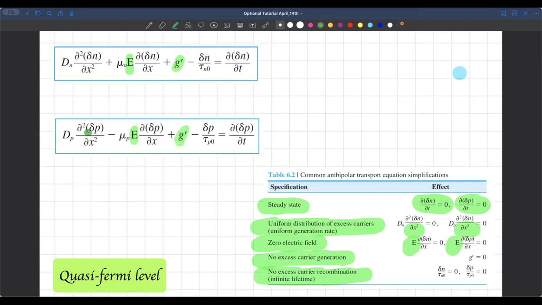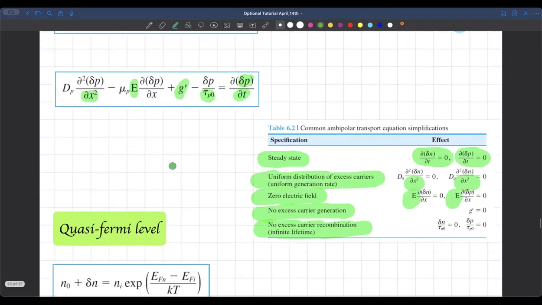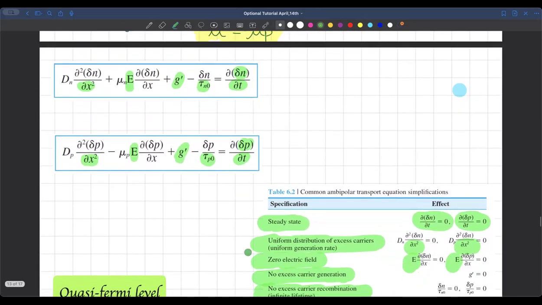And if the excess carrier concentration is uniform, for example, the dependence on distance goes to zero. If it's steady state, for example, this term goes to zero, okay? The excess carriers' gradient, the change with respect to time. And if, for example, they say no excess carrier recombination, that means an infinite lifetime. So that means this whole term will go to zero, okay? So I hope you are okay with these terms, okay?